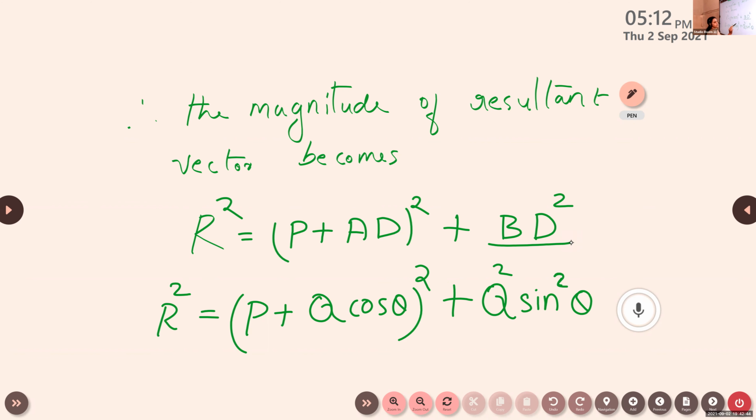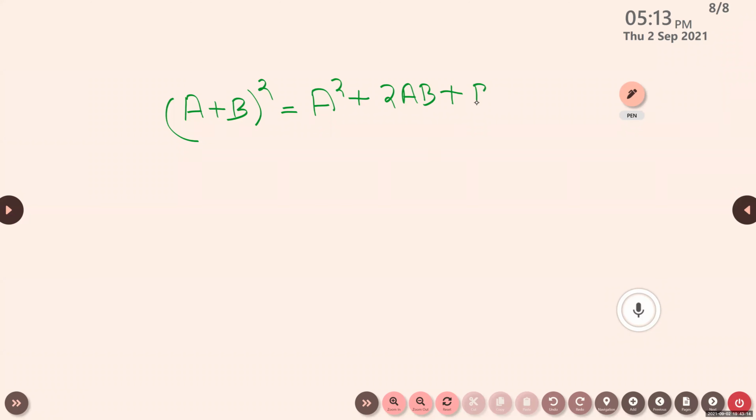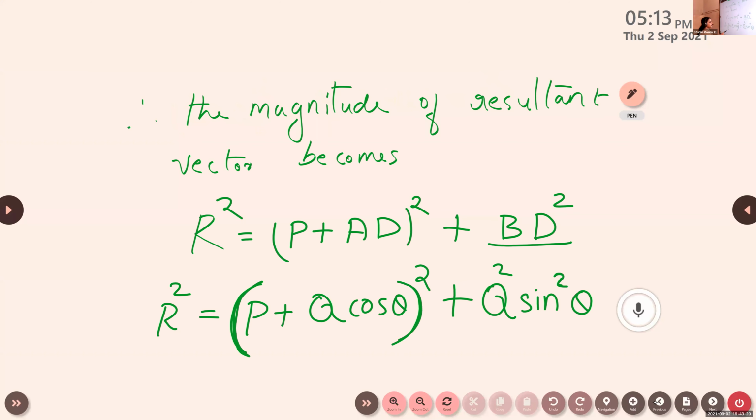Again, the first term is in the form of an identity. What identity can we use here in order to solve P plus Q cos theta the whole square? A plus B whole square. Very good. So here we can use the identity. We know that A plus B the whole square is equal to A square plus 2AB plus B square. So we can use the same equation here in order to solve the first term. The first term is P plus Q cos theta the whole square.